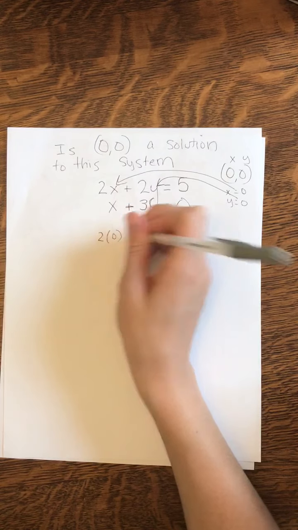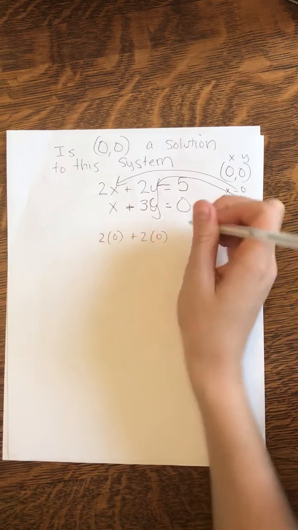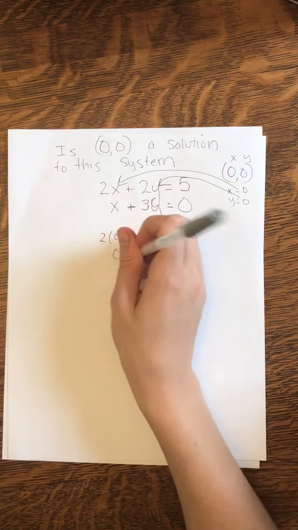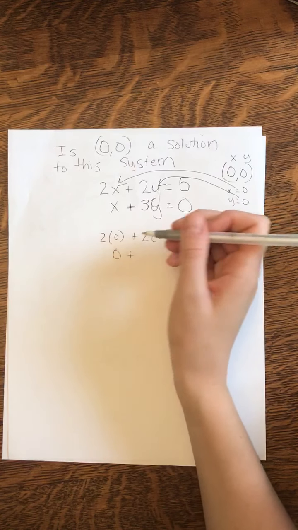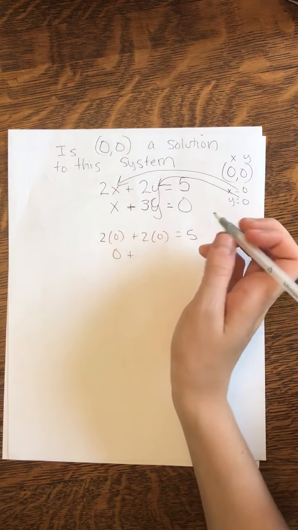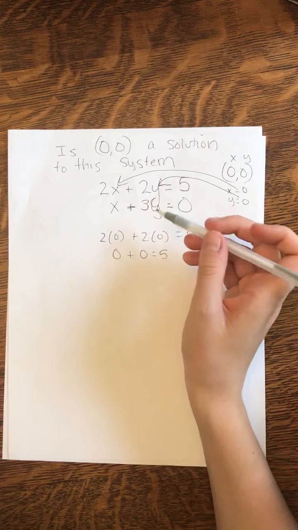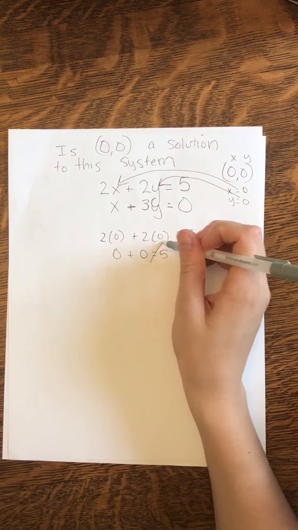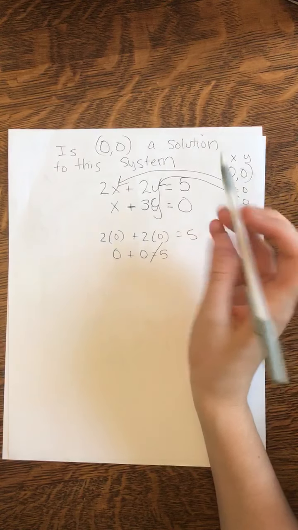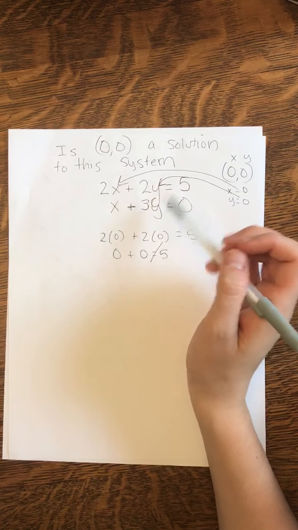2 times 0 plus 2 times 0 equals 5. Well, 2 times 0 is 0. Any number times 0 is 0. 2 times 0 is 0. Again, any number times 0. 0 does not equal 5. It's not possible. So already we know that this does not make the system true.